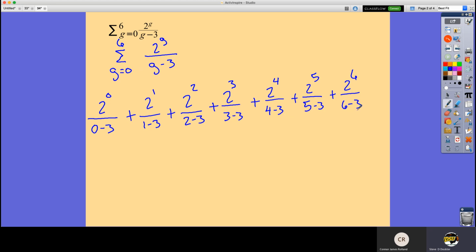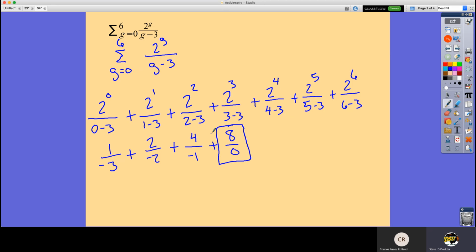So if you plug in 0 through 6 there, you should get something that looks like that up there. And then we just have to simplify. 2 to the 0 power is 1 over -3, so we got a -1/3 there. 2 over -2 would end up being a -1. We'll deal with that in a little bit. 2 squared would be a 4 over -1. 2 cubed would be an 8 over 0. What is this going to mean right here?